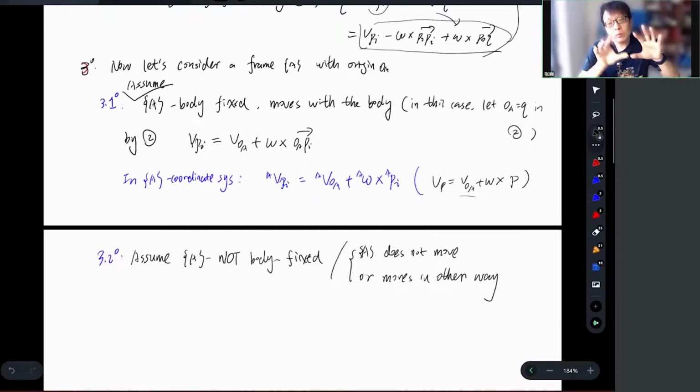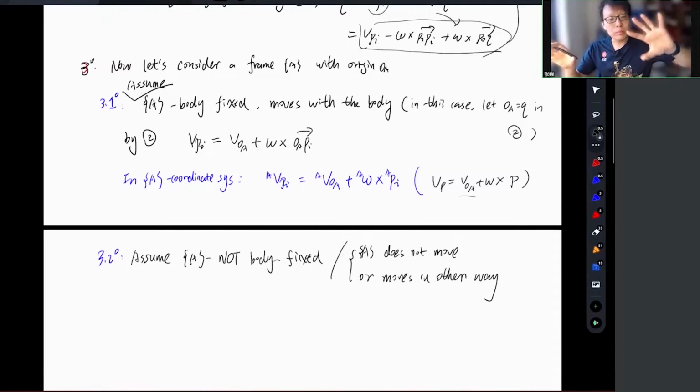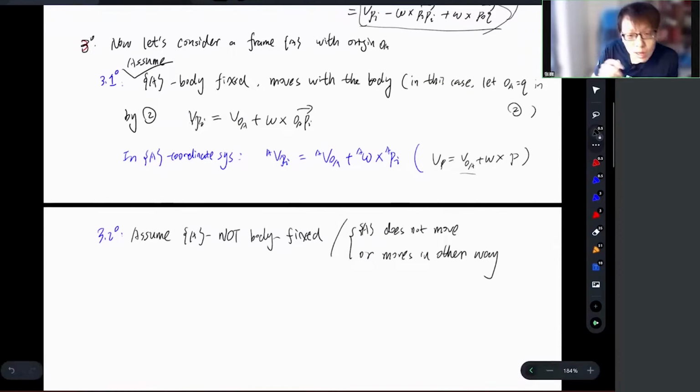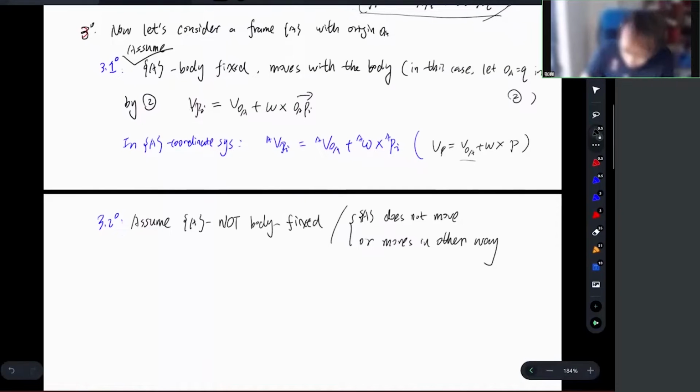Or it could move in another way, in the sense that A follows another motion, but the body rotates by itself. So these two motions are uncorrelated. It's fine as well. The question is, if A is not body fixed, what should we do?